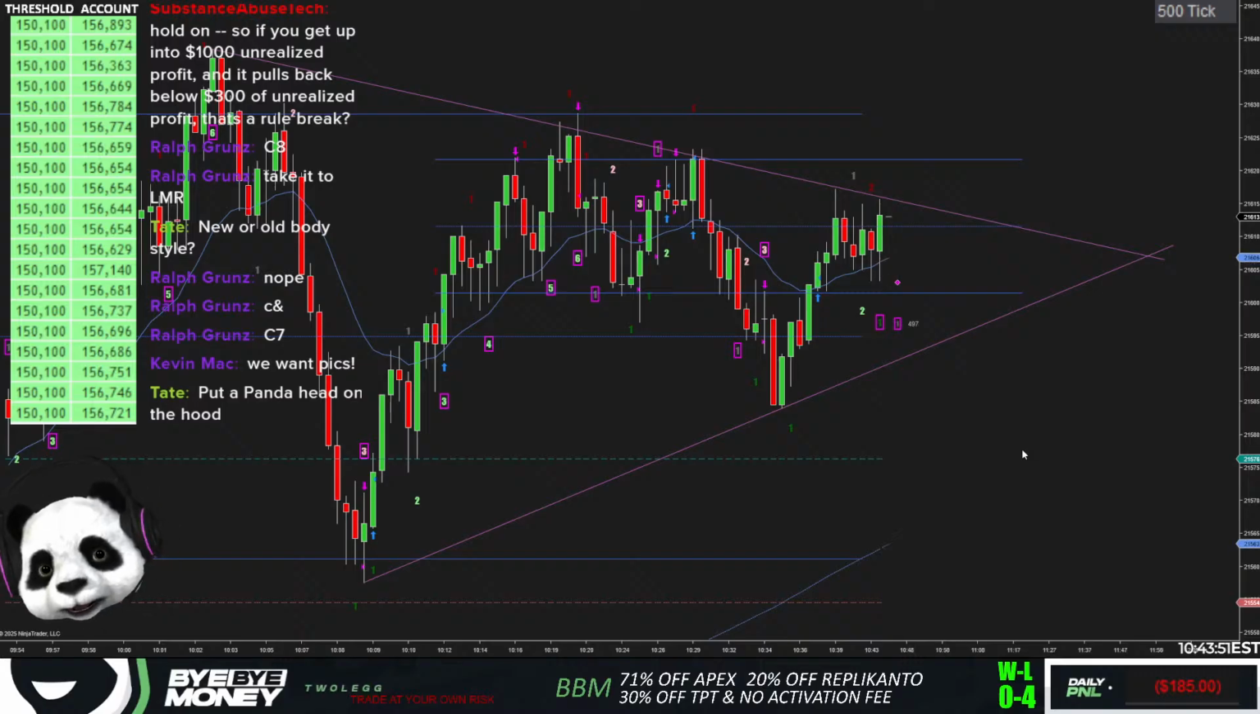Second entry long triggering here. 2500 tick trap. Coming off maybe this resistance. Oh, let's see, Pandas. Let's see what happens. No idea. Is it ready to break out?